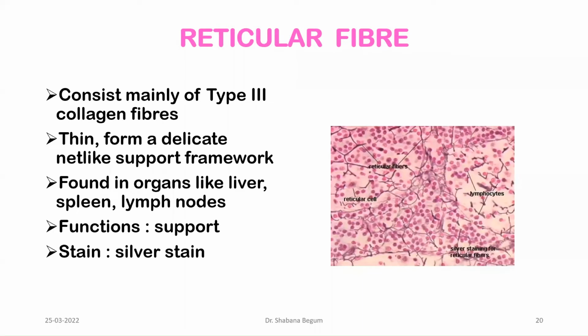The reticular fibers consist of type 3 collagen fibers. They form a delicate network like a supporting framework for organs such as the liver, spleen, and the lymph nodes, and they take silver stain.